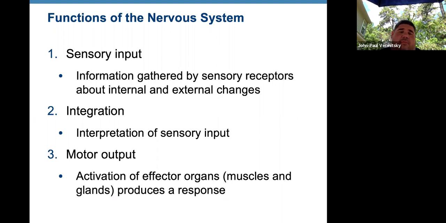And what happens there is that you will then sometimes get a motor output. The motor output could either be a conscious movement or control, but it could also be a subconscious or autonomic response. And most likely a motor output is going to involve an effector organ, and your primary effector organs are your muscles, all three types, and glands.